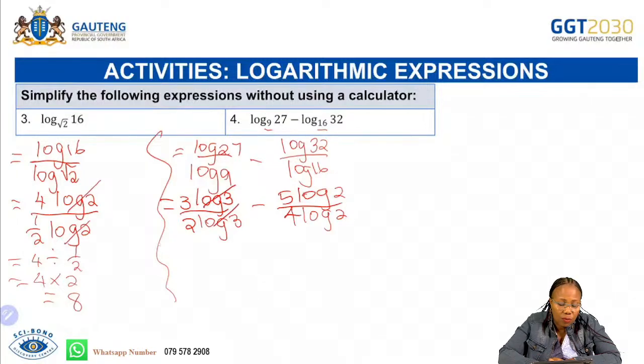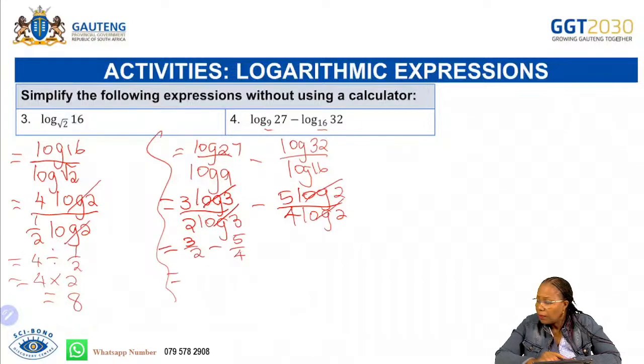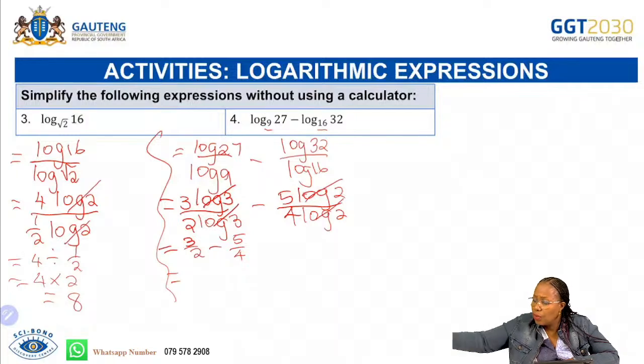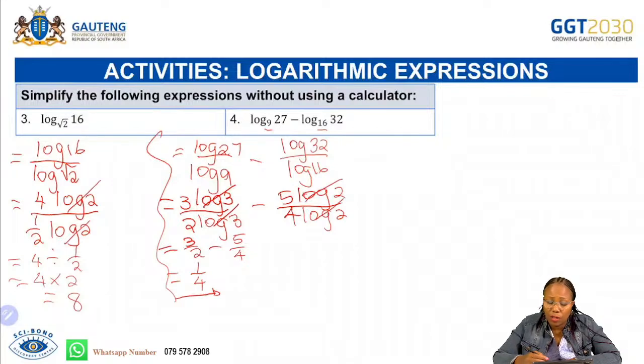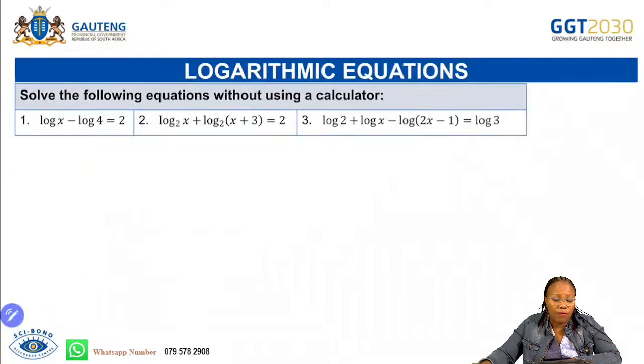Log 3 goes once there. 3 over 2 minus. Log 2 goes once in log 2. Then minus 4 over 4. And then 3 over 2 minus 4 over 4. And then this will give you 1 over 4 as an answer there. You go to your LCM and then apply the LCM. Then your answer will be 1 over 4.